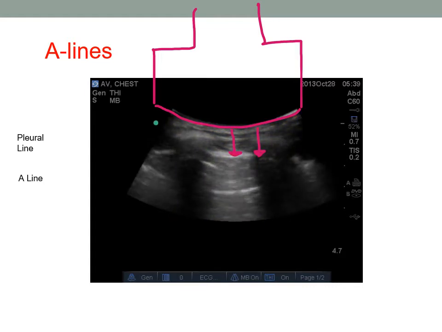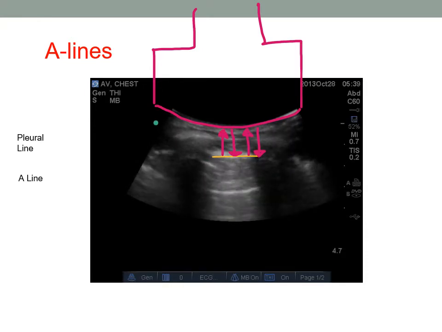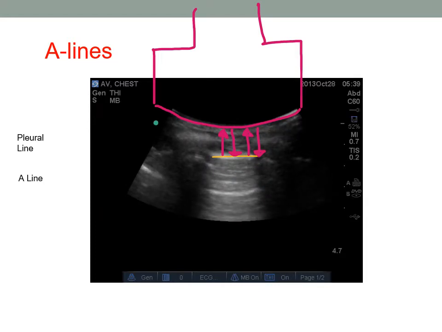So the ultrasound is emitted by the ultrasound probe, and the first thing it really hits to cause a big bounce back, and so a big white line, is the pleural line. So there's a big change in acoustic impedance, and that's why that line is very bright. This pleural line, this is really important. This is the visceral parietal pleural interface.